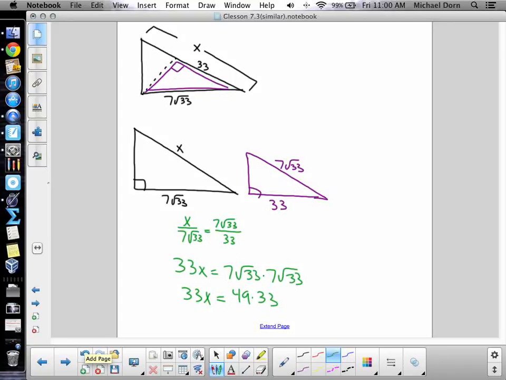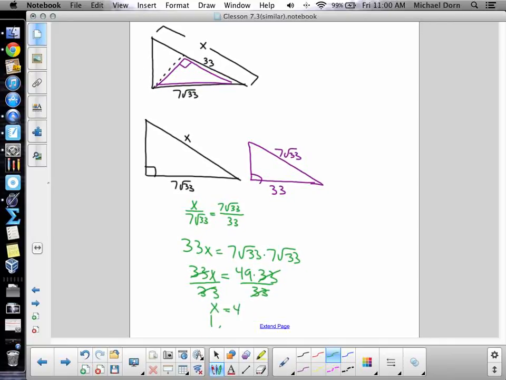I'm not going to actually multiply out the 49 times 33. I don't have to. Because how am I going to solve for x? I'm going to divide both sides by 33. Cancels. Cancels. x is 49. And there we are.